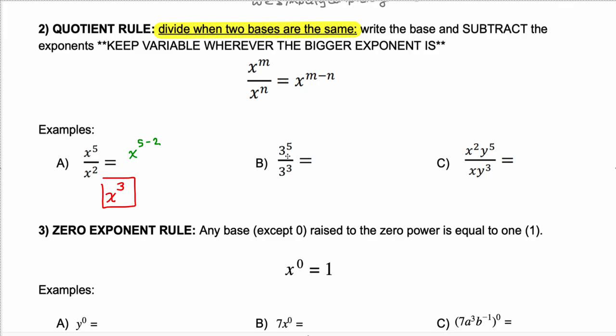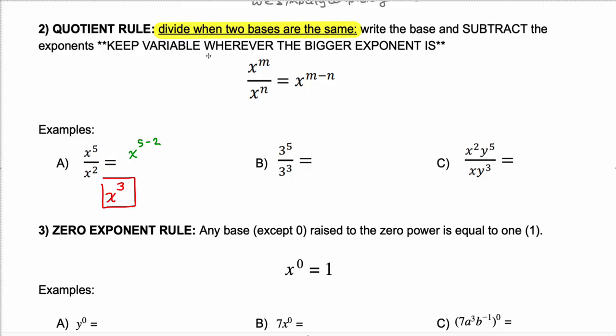On this next problem, we have 3 to the fifth divided by 3 to the third. This is just like with the product rule. When you have bases that are the same, it doesn't matter if they are letters or numbers. These have the base of 3 and 3. That means that we can continue doing this quotient rule. The bases are the same, and there is division. That means we are going to write the base of 3. Nothing changes with the 3. And then we'll subtract the exponents.